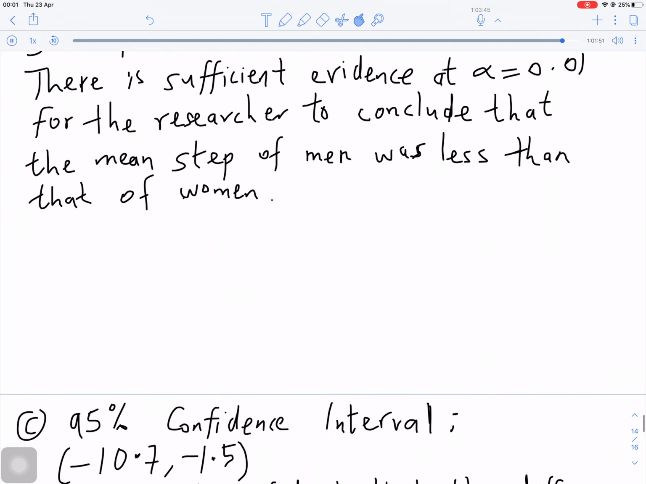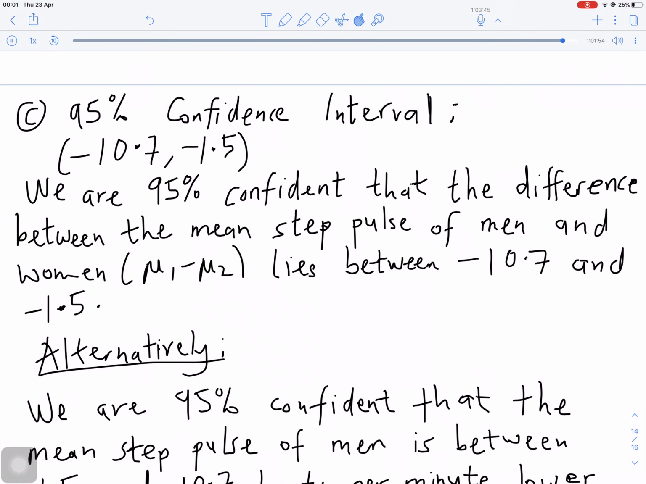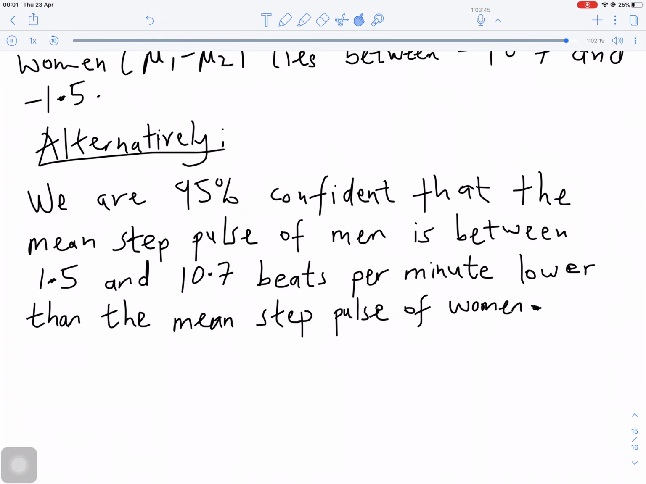And our conclusion will be that we are 95% confident that the difference between the mean step pulse of men and women lies between negative 10.7 and negative 1.5. And this is how we have been interpreting the confidence interval all this while. But another subtle way you can interpret it is we are 95% confident that the mean step pulse of men is between 1.5 and 10.7 beats per minute lower than the mean step pulse of women.